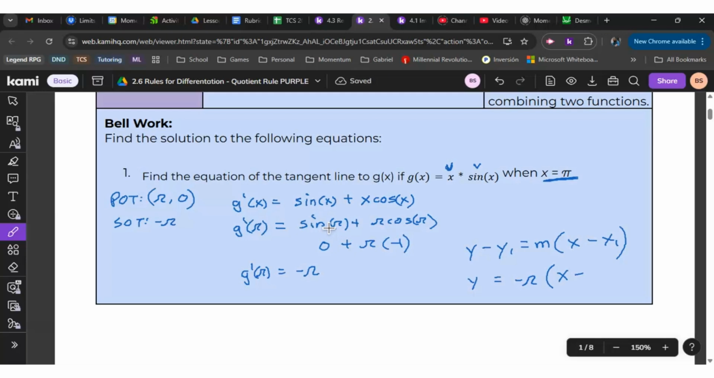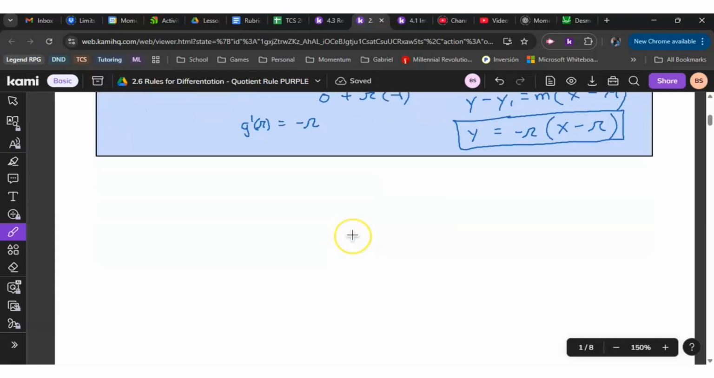All right, Jose, what's x1? Pi. Yeah, there you go. So this is just negative pi times x minus pi. There's the equation of my tangent line in this case. Remembering last couple classes a little bit? Uh-oh. You might have to go watch the video then, guys. You might have to go watch it.